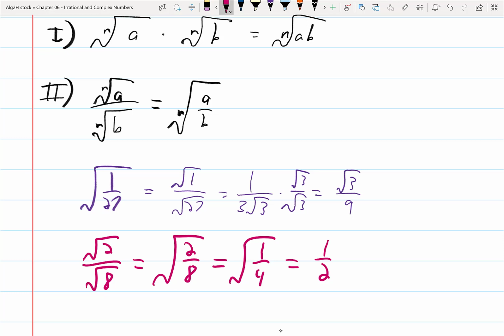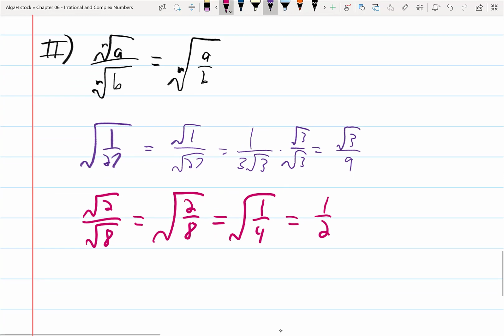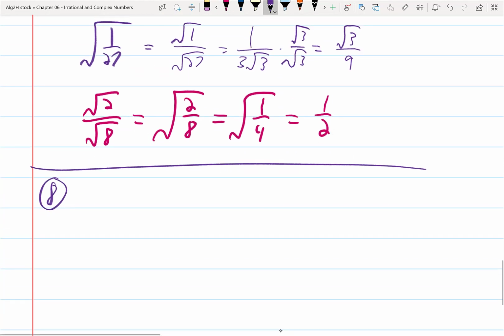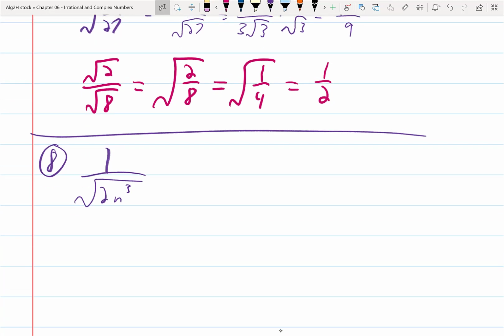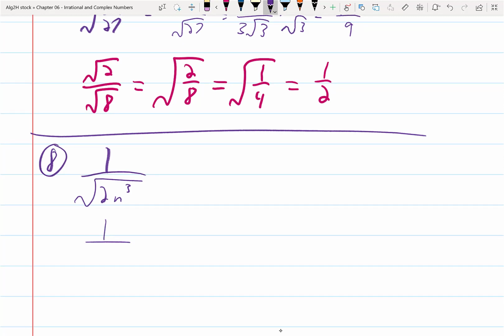Okay, let's continue some more examples of some simplifications. And this is going to pull on some skills from yesterday. So the first one is 1 over the square root of 2n cubed. Before I do anything, I want to simplify this denominator radical first. So let's make this 1 over the square root of n cubed, so n square root of 2n.